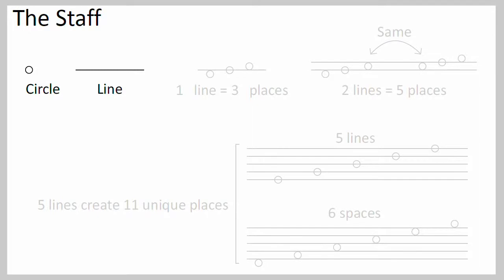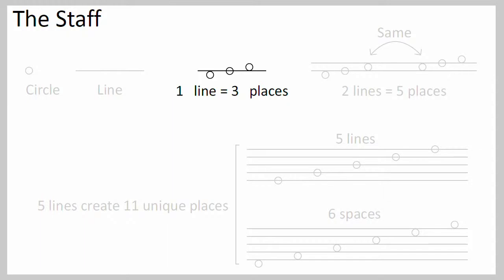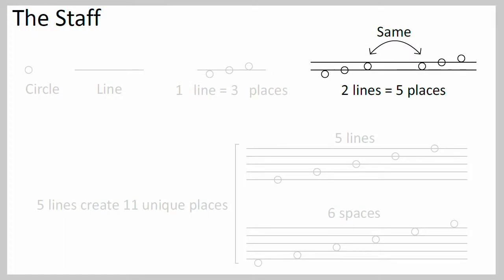The staff is built on the circle and line theory. A circle can be either below a line, on a line, or above a line. Thus one line creates 3 unique places. 2 lines create 5 unique places.